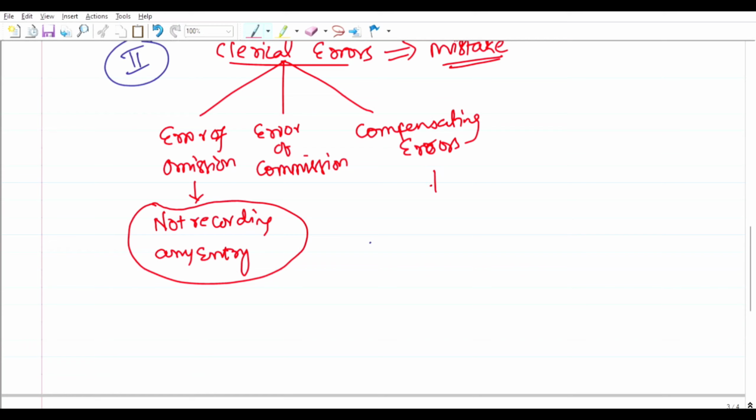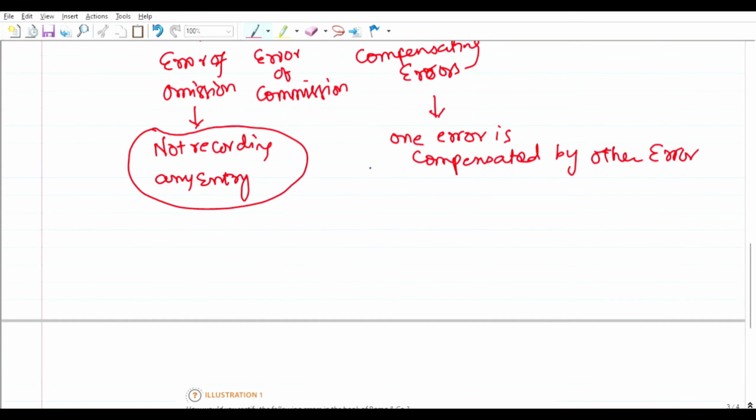And what are these compensating errors? One error is compensated by another error. I will be giving you an example also for that. I am going to give you the example for compensating errors and also error of omission. Error of omission, no need of examples actually, right?